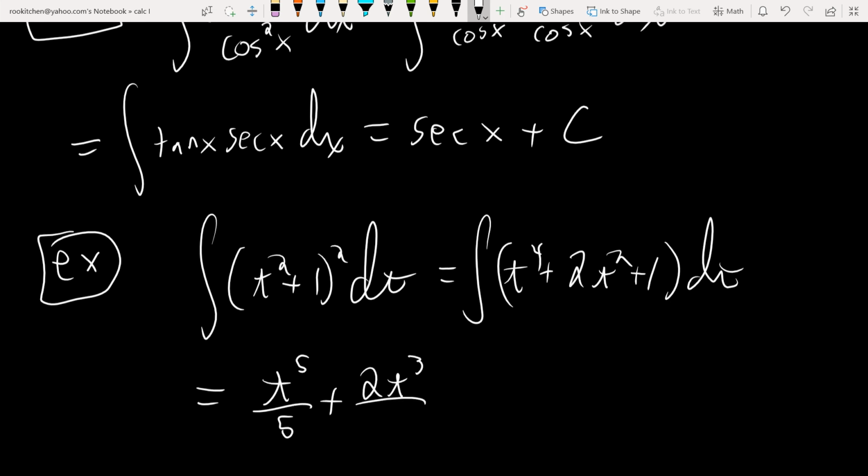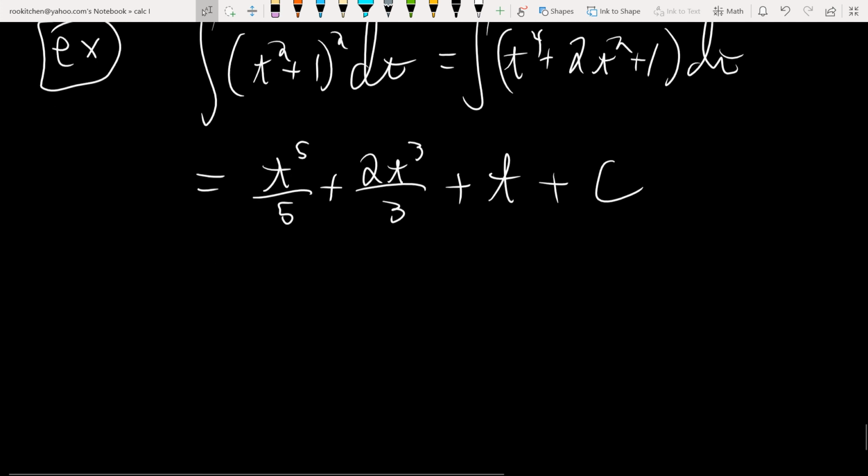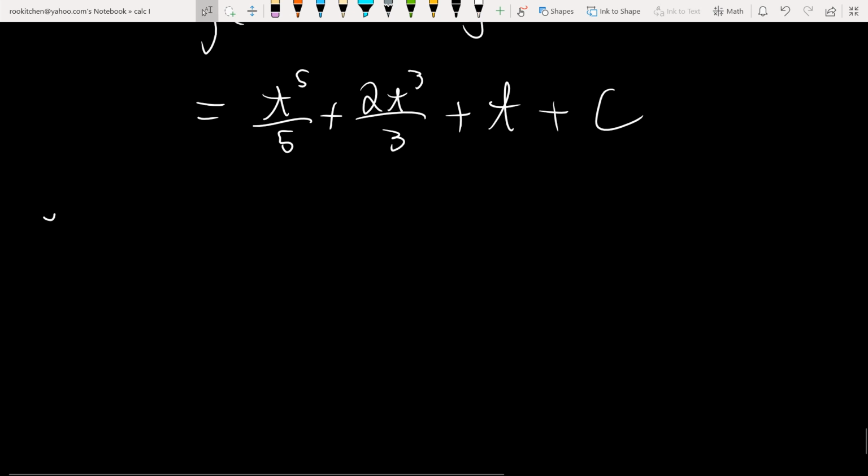2t cubed over 3 plus t plus c. I'll dispense with chopping up the integral and just go straight to the point. Oh boy, is that about it? Oh, let's look at this one other one.